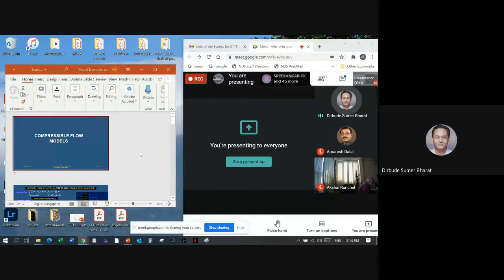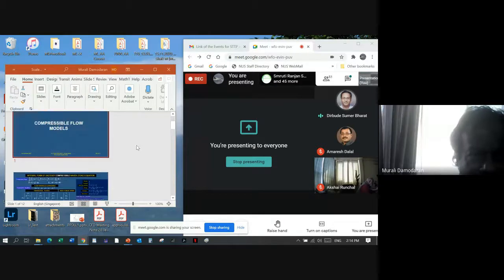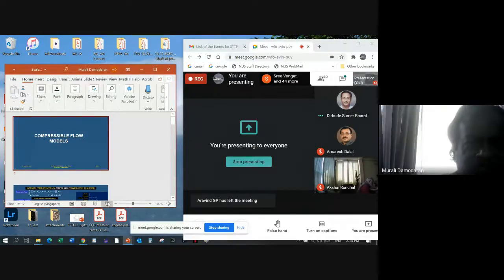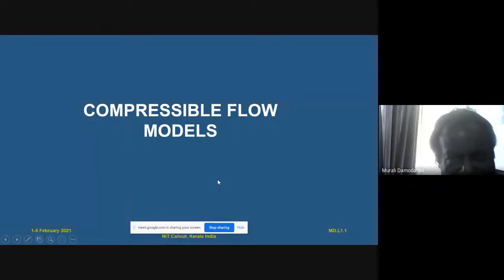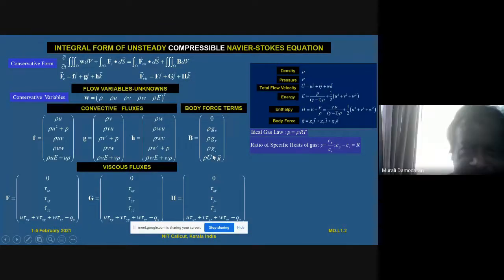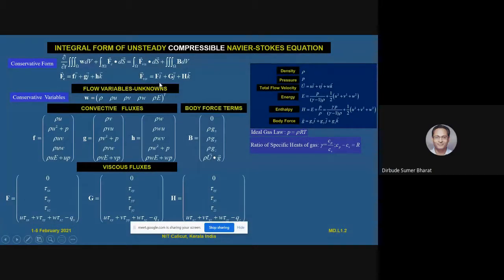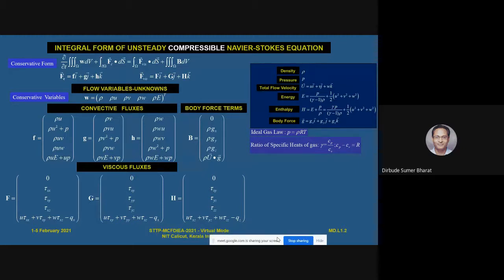Yeah, now I can see the slide on compressible flow models. Okay. And you have equations in the slides. Okay. Yeah, you have to switch over in between. Yeah, I think so. Okay, so just bear with me. You can move that meet.google.com sharing-your-screen bar to a suitable location. Don't stop. Okay, just move it. Yeah. Okay. All right.